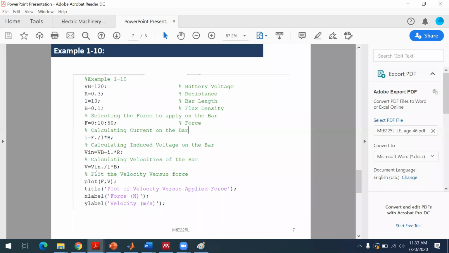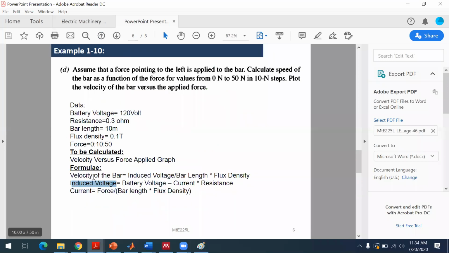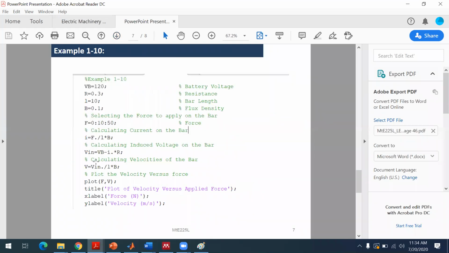That is nothing but V induced divided by bar length into flux density, right? So this is obtained from here. Now we have the velocity and we have the force. So we plot it, and we call this title plot of the velocity versus the applied force. X label we call force and Y label as velocity.